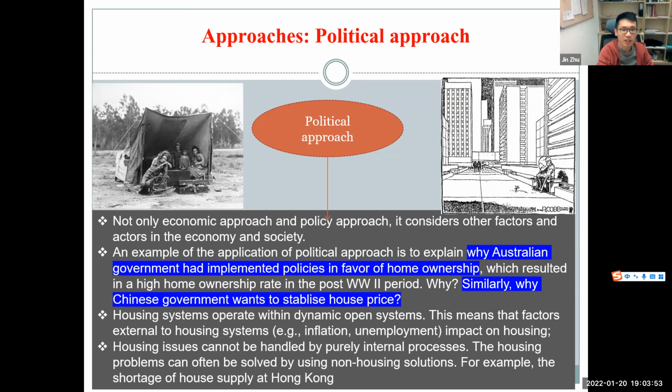So why? And I think not just in Australia, also in the UK, although slightly different. And also why the Chinese government wants to stabilize house prices whenever the house price is soaring, going too fast. Any comments on this?